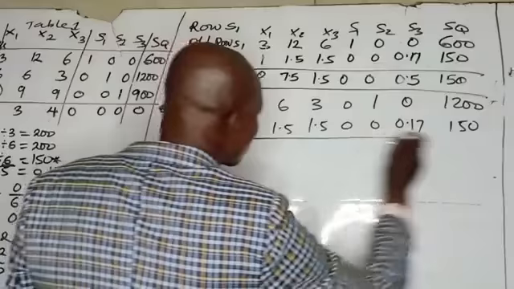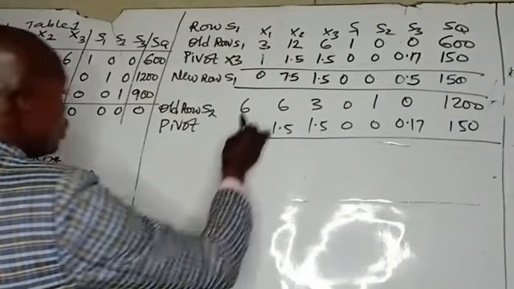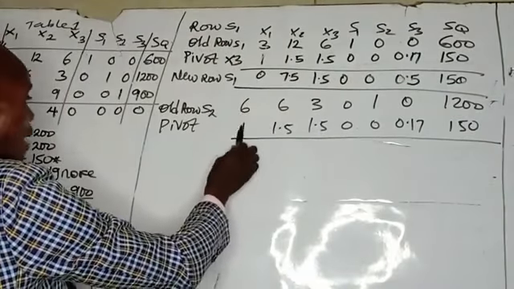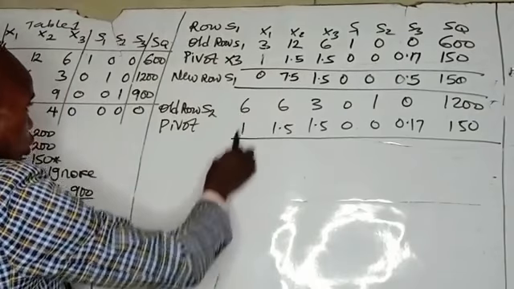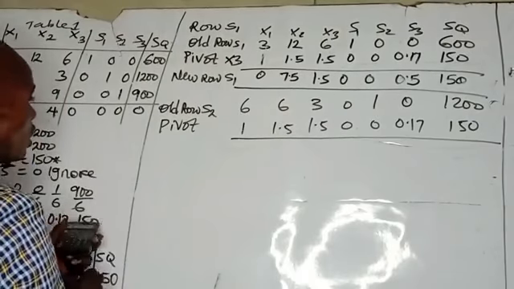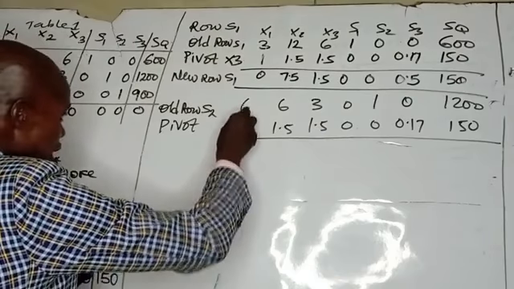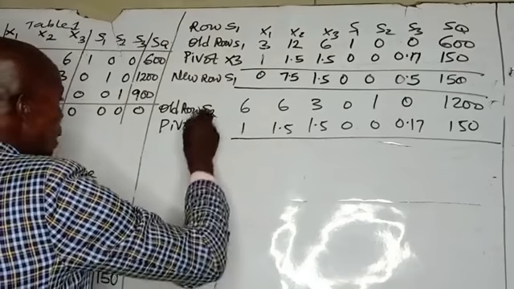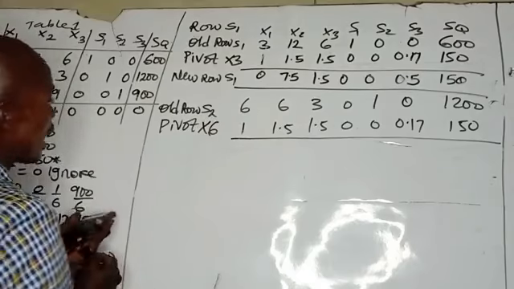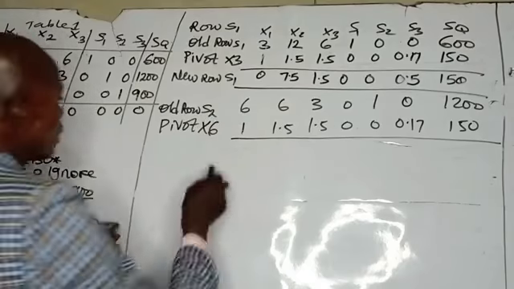Then your target is to turn this column under the pivot element to 0. For this to be 0, you have to multiply the pivot row by 6, so that you have 6 minus 6 equal to 0. So you multiply through by 6. 6 times 1 is 6. 6 minus 6 is 0.